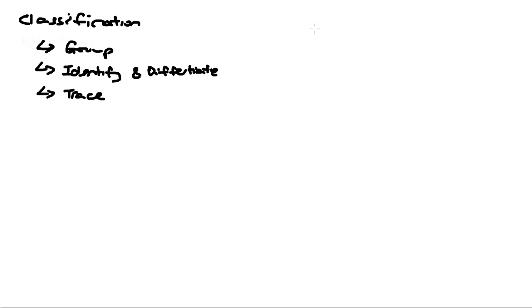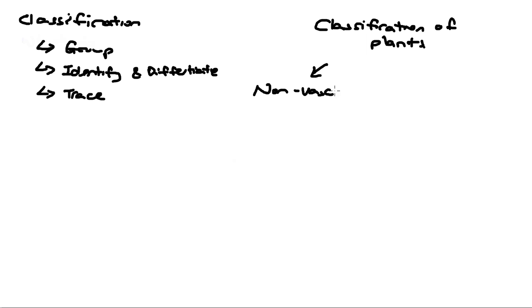So right now we are going to talk about two types of classification. One is the classification of plants, and later on we're going to go through the classification of animals. So for plants, it can be broken down into two types of plants. One is the non-vascular plant, and the other, as you may guess, is the vascular plant.